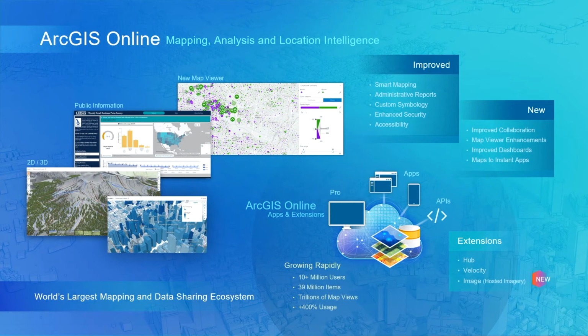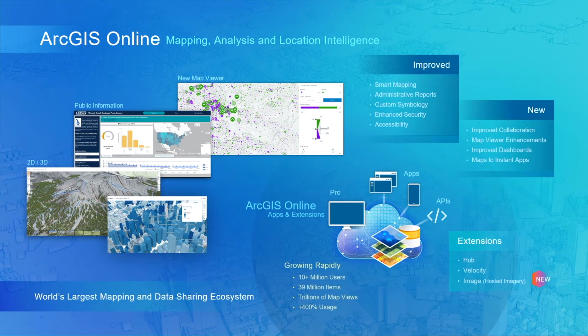ArcGIS Online is the world's largest mapping and data sharing ecosystem, allowing you to leverage mapping, analysis and location intelligence capabilities across your organisation and beyond. As Esri's Software as a Service offering, it continues scaling to accommodate the nearly 40 million datasets, maps and applications built by its 10 million users worldwide, including the many thousands here in New Zealand.